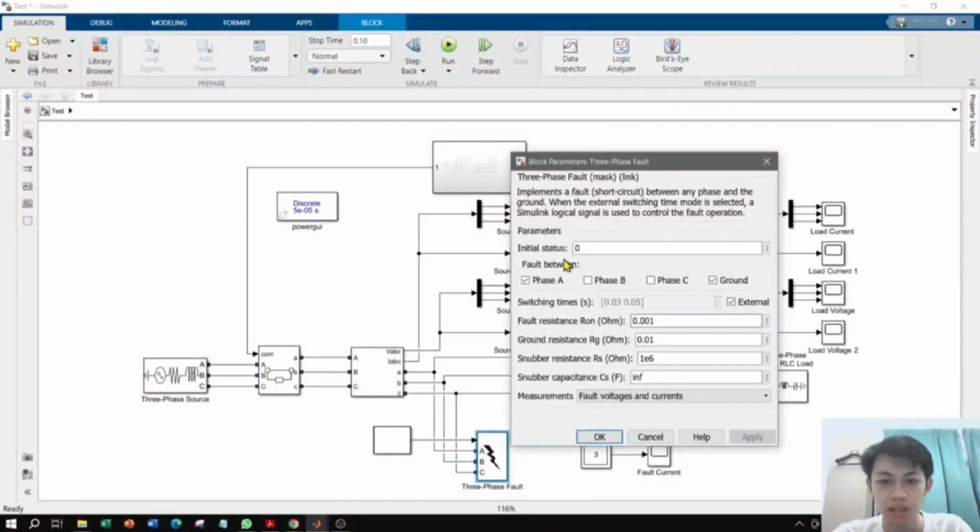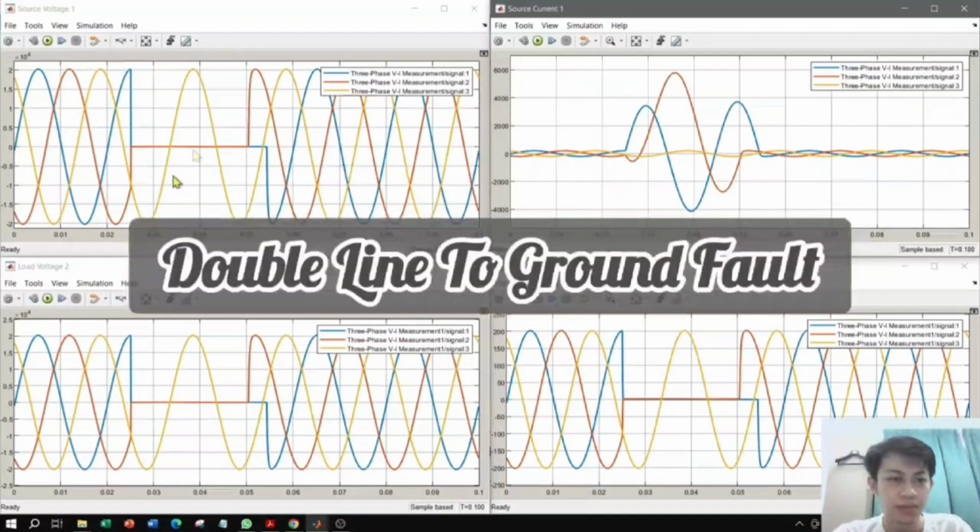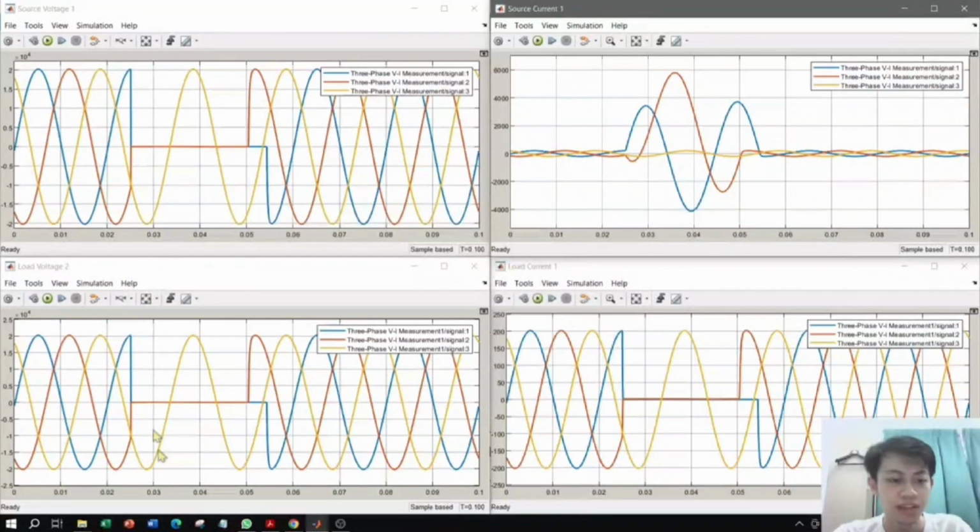Same for the second case, which is double line to ground. We tick between phase A and phase B and the ground. Apply, and now try to run again. This is the result, as we can see. For the source voltage, phase A and B are 0 during the fault period of 0.025. This is the fault current for phase A and phase B. As we can see here, it is very high.